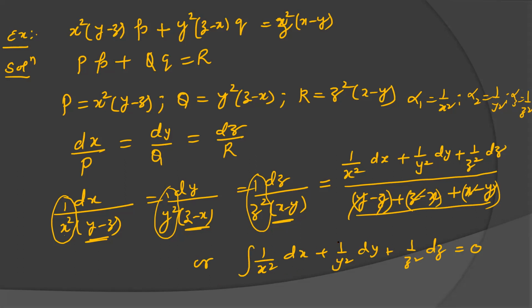Now if you integrate it, it is in separation of variables form because x is with dx, y is with dy and z is with dz. So it's minus 1 over x minus 1 over y minus 1 over z equal to minus c1. Integration of 1 upon x square is minus 1 by x, 1 upon y square is minus 1 by y and 1 upon z square is minus 1 by z. So the answer will be 1 over x plus 1 over y plus 1 over z equal to c1. This is our first solution, u of x, y, z.